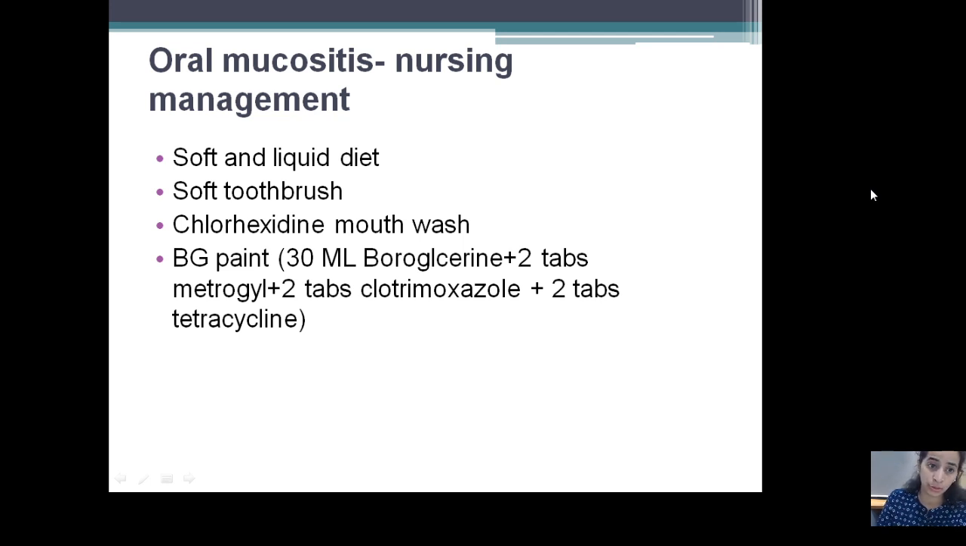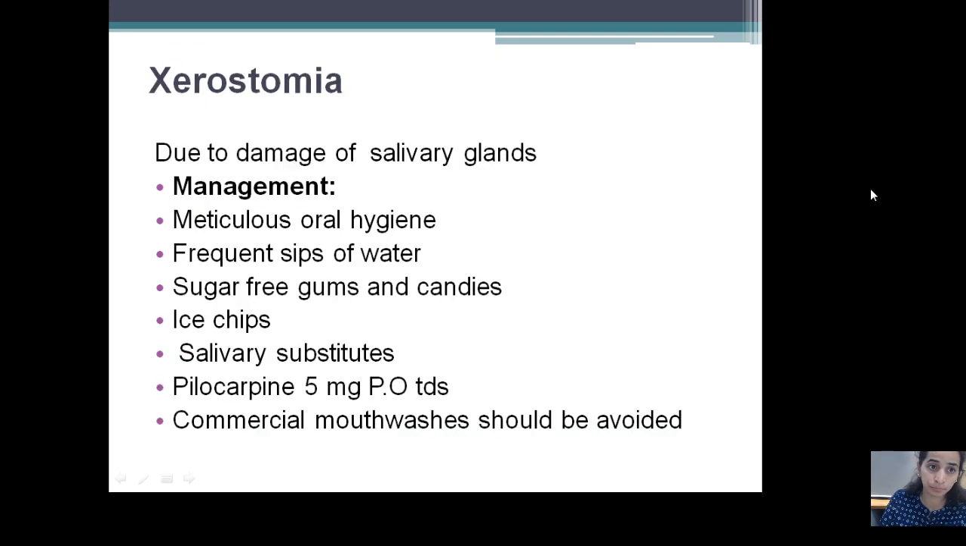A soft toothbrush should be used. A chlorhexidine mouthwash can be done, and then BG paint is also advised, which includes 30 ml boroglycerin, 2 tabs of metrogel, 2 tabs of clotrimazole, and 2 tabs of tetracycline. These are all mixed and applied to the mucositis area.